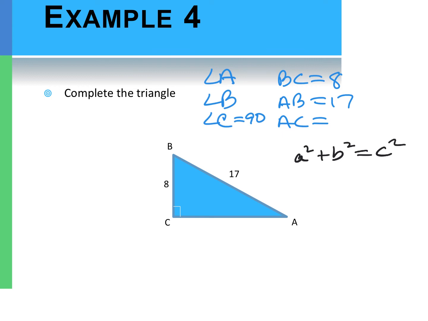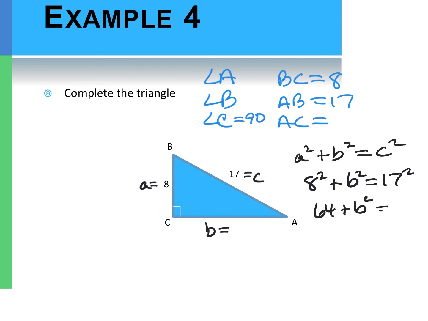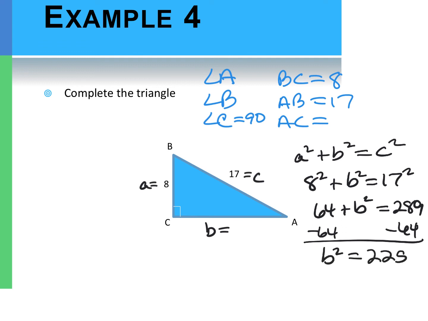So across from angle A is lowercase a, this is B, and this is C. So 8 squared plus B squared equals 17 squared. 64 plus B squared equals 289. Subtract 64, and B squared equals 225. Square root, and B equals 15. It's a triple. So now the length of AC is 15.